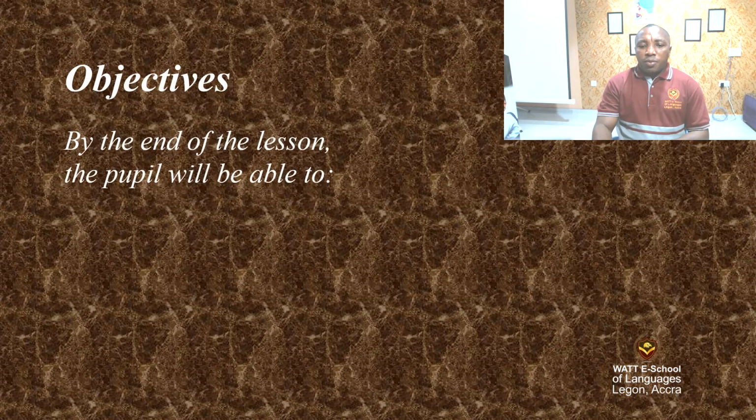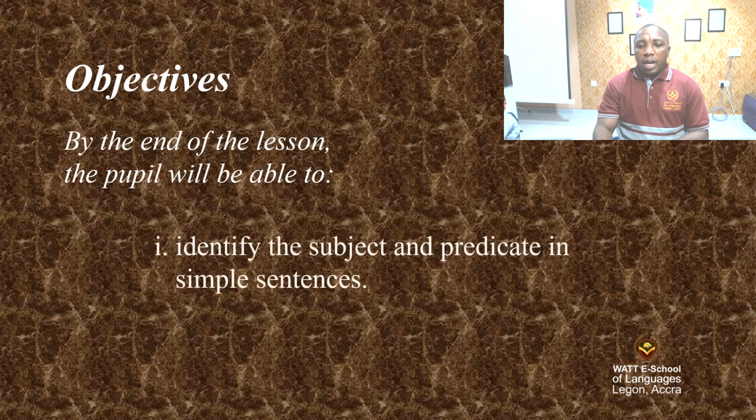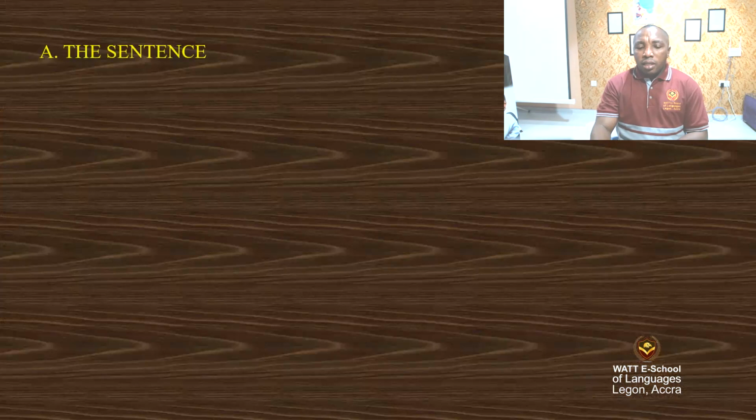By the end of the lesson, the learners will be able to identify the subject and predicate in simple sentences, and construct simple sentences. These are the objectives of this lesson. So quickly, we are going to learn what a sentence is. What is a sentence?